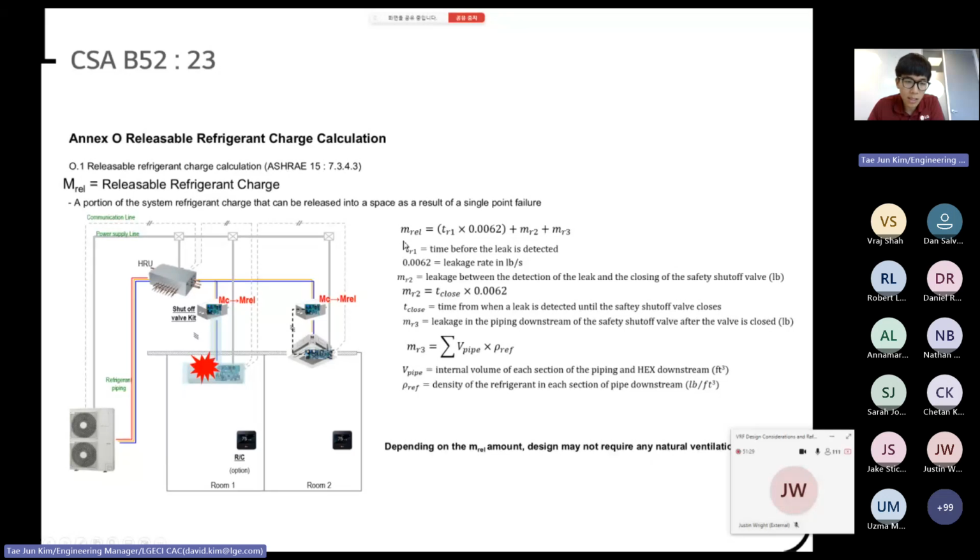And rather than using the entire system to calculate the refrigerant charge limit, you can use this MREL, the releasable charge, as a replacement. And this reduces the amount of refrigerant that leaks into the room significantly. And I will show you an example in a later slide.